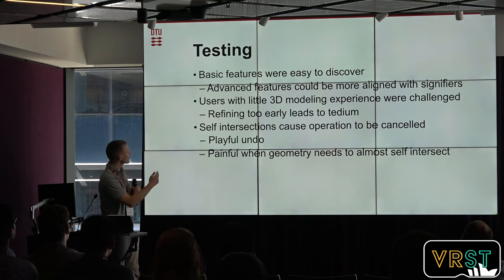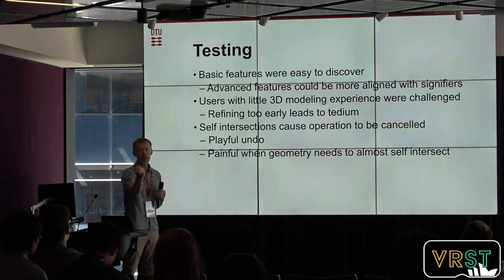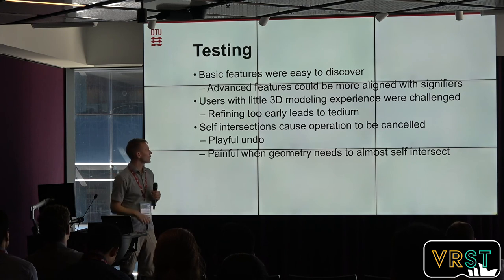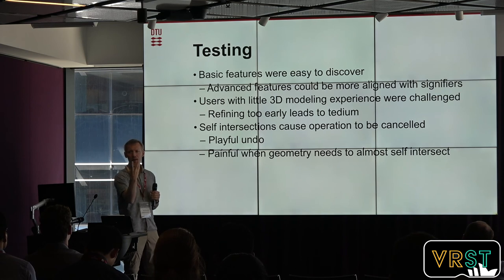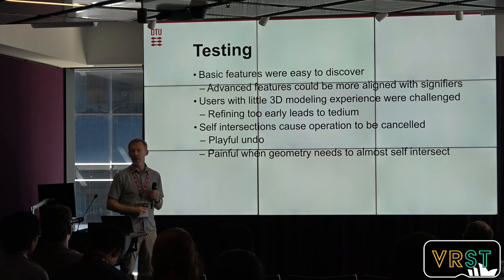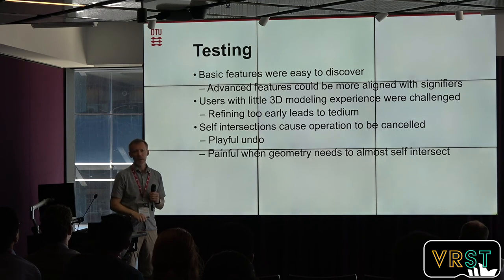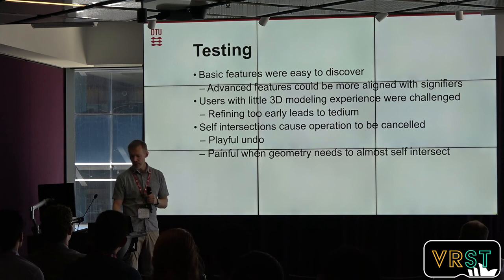Another interesting learning was that self-intersections had both positive and negative effects. We have this feature in the system that if the model self-intersects, we undo the operation. We don't allow users to turn the model into a polygon soup. And that's actually in some ways really nice because you can do playful undo. If you realize what I'm doing here is not going to be nice, then you can just curl up the geometry and let go, and it'll be undone. But also sometimes users wanted to extrude several adjacent faces and then have them snap together, and that doesn't work because they would self-intersect and the operation would be undone. So some more intelligence in dealing with self-intersections is something we're looking at.